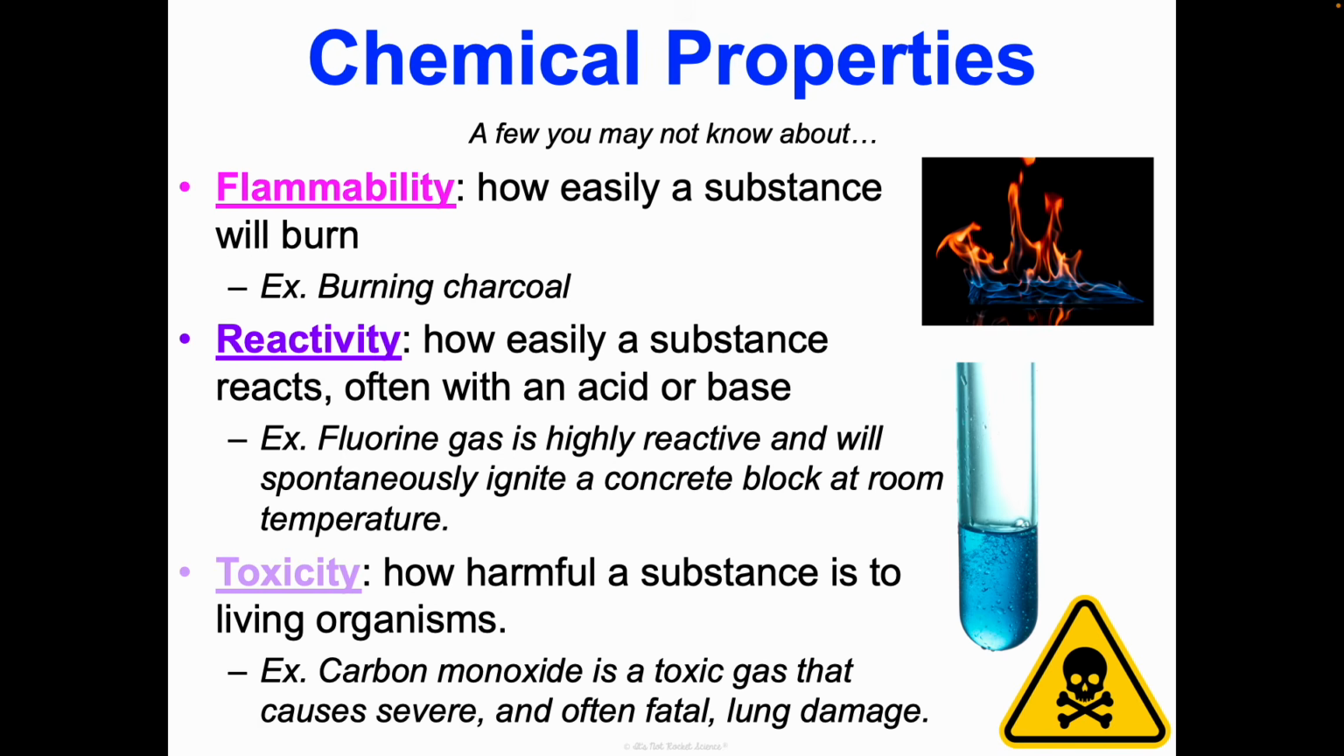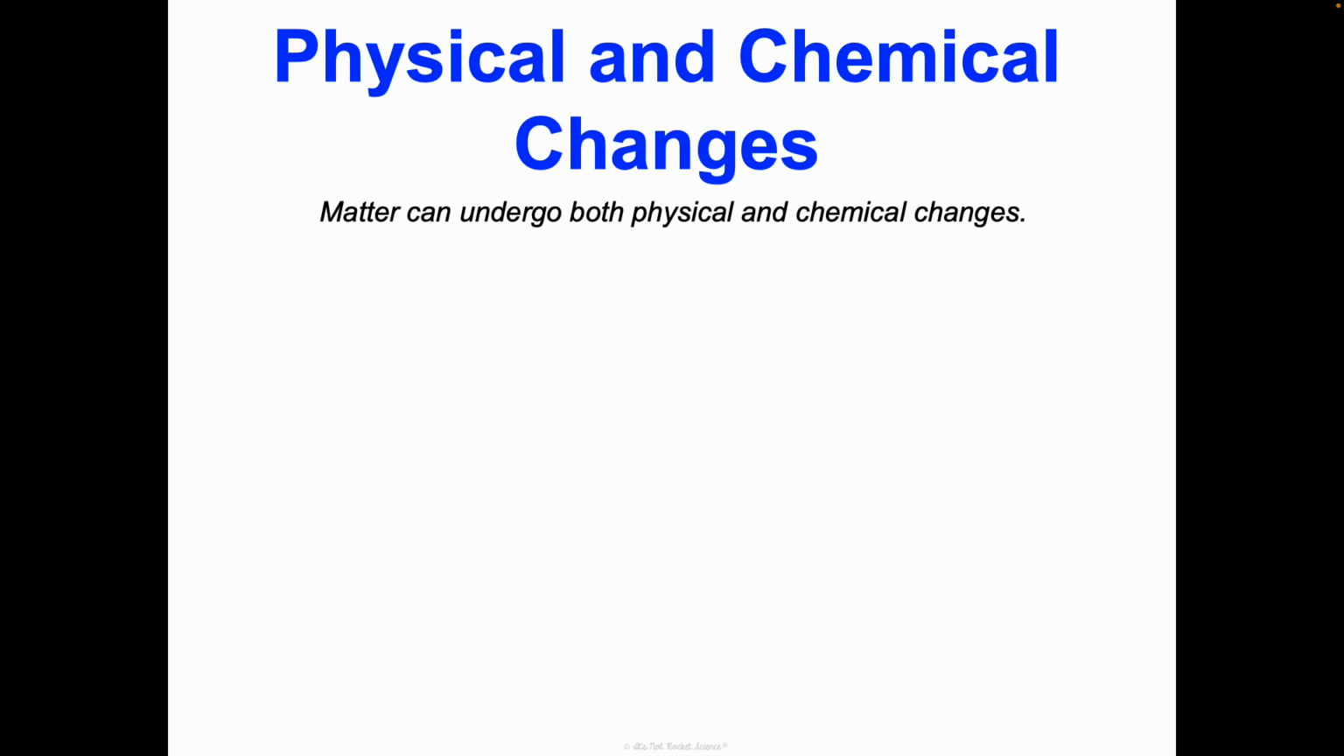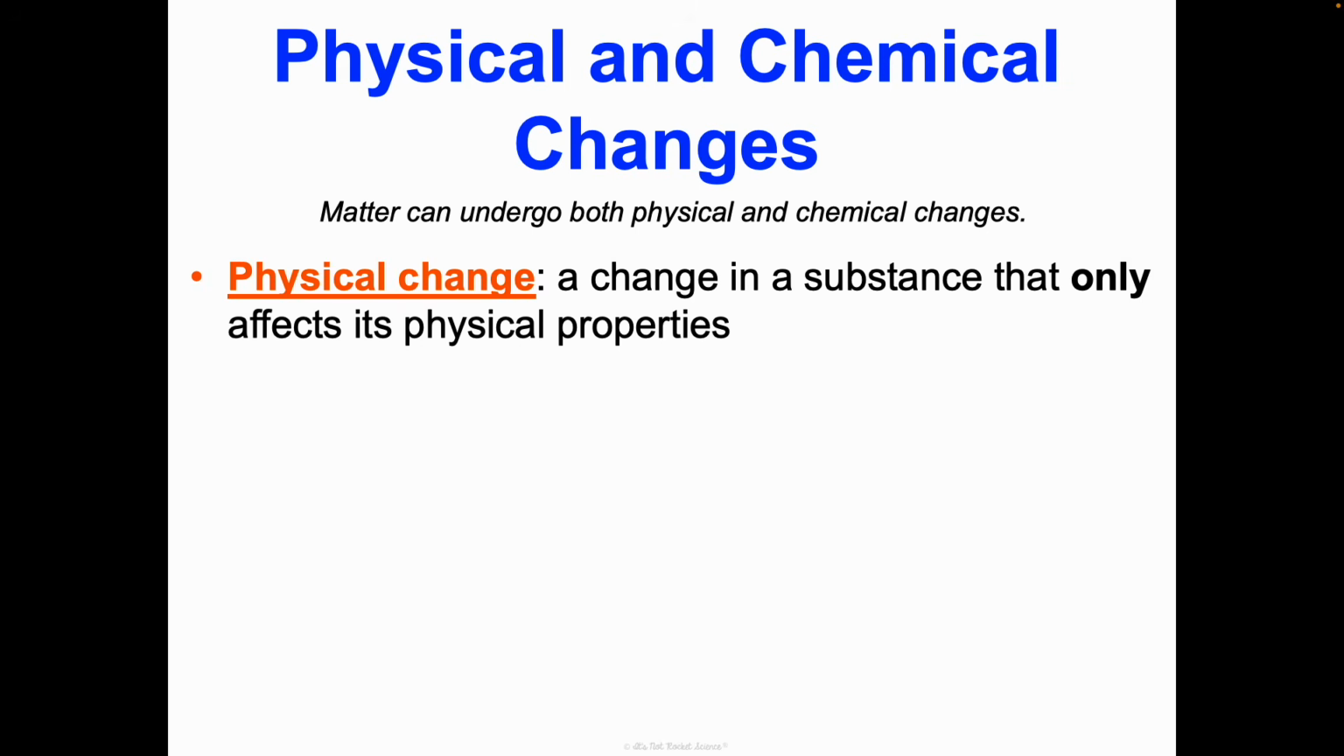So that is a very toxic substance. Now, matter can undergo both physical and chemical changes. So we can manipulate matter. A physical change is when I change a substance and it's only affecting its physical properties, and not necessarily all of them, because we already talked about how changing the matter won't affect its density.